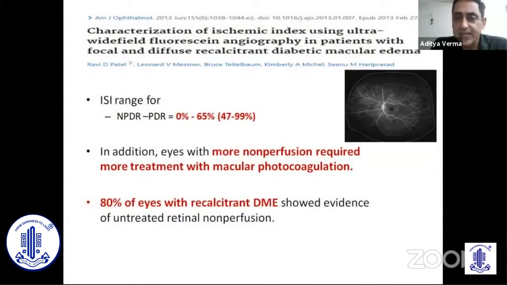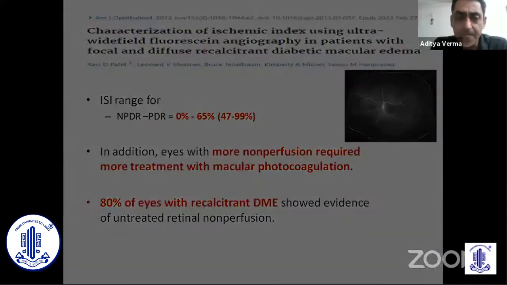So this study by Patel et al. also showed that the ischemic index ranged from 0 to 65% for the NPDR to PDR eyes. In addition, they also showed that more non-perfusion required more treatment with macular photocoagulation, and 80% of eyes with recalcitrant diabetic macular edema showed the evidence of untreated retinal non-perfusion. Professor Atul just recently mentioned this.